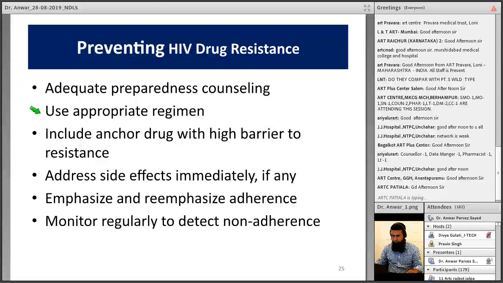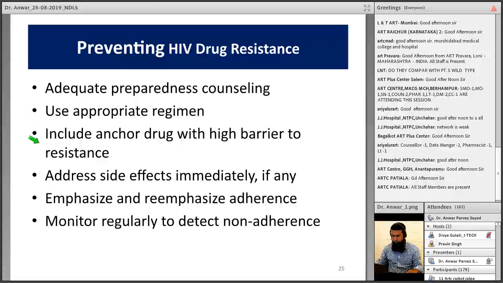For that, we need to select the appropriate regimen as per the NACO guidelines. We will discuss the drug combinations which are being used in the NACO guidelines. There are very potent drugs which are being used, but these drugs should also have a higher genetic barrier to resistance. I'll explain what it means later.